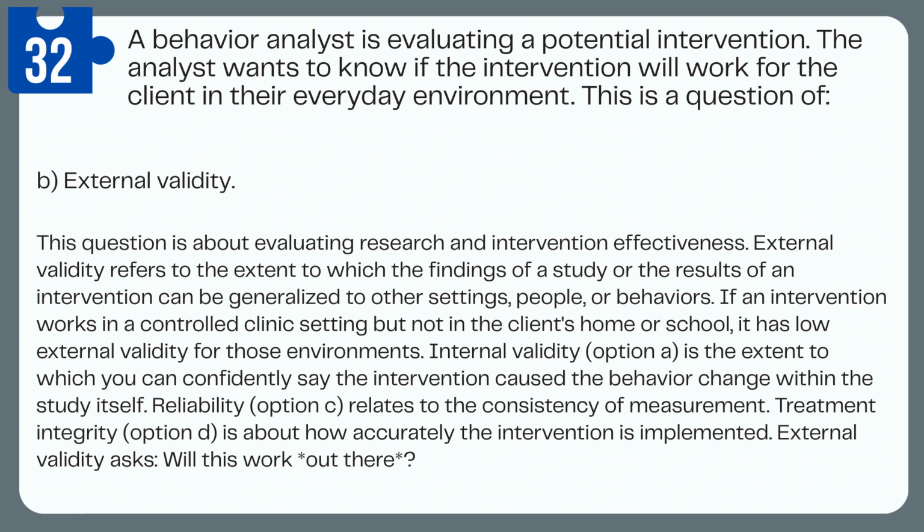Internal validity, option A, is the extent to which you can confidently say the intervention caused the behavior change within the study itself. Reliability, option C, relates to the consistency of measurement. Treatment integrity, option D, is about how accurately the intervention is implemented. External validity asks, will this work out there?